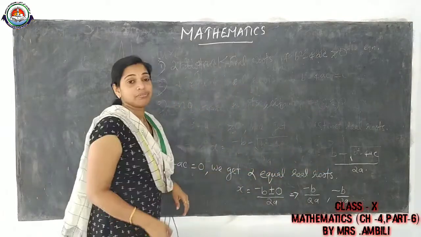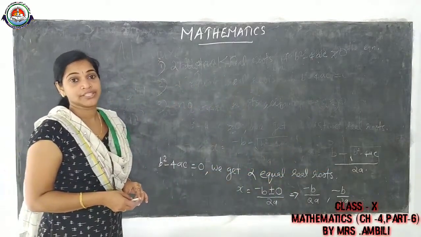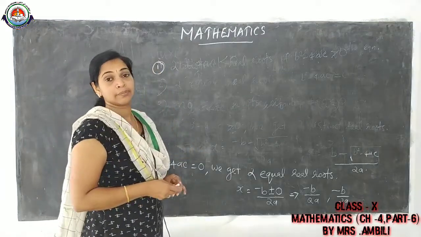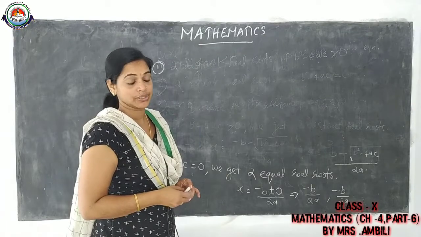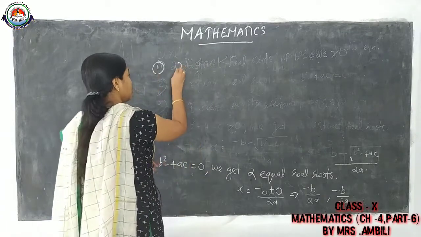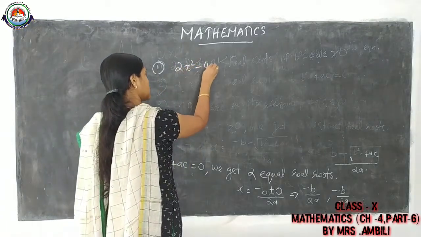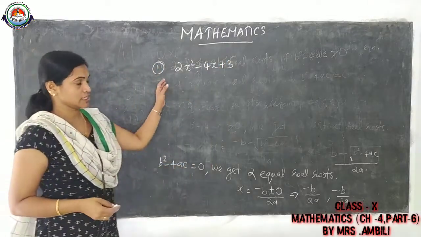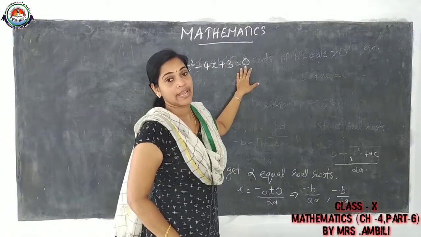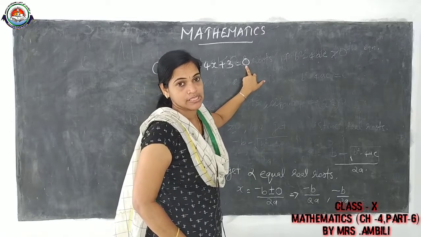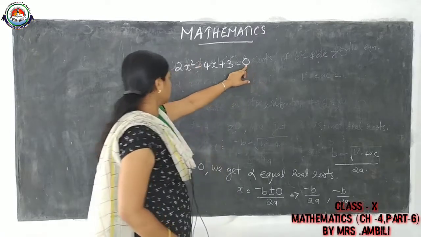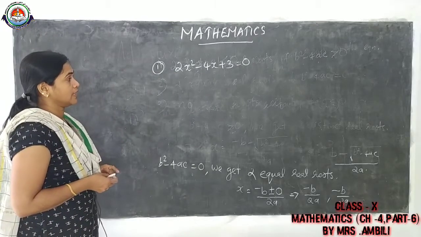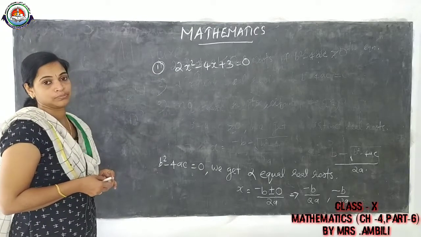Write the first question. Find the discriminant of the quadratic equation 2x square minus 4x plus 3, and hence find the nature of its roots. Look here, what is our given equation? 2x square minus 4x plus 3 equal to 0.